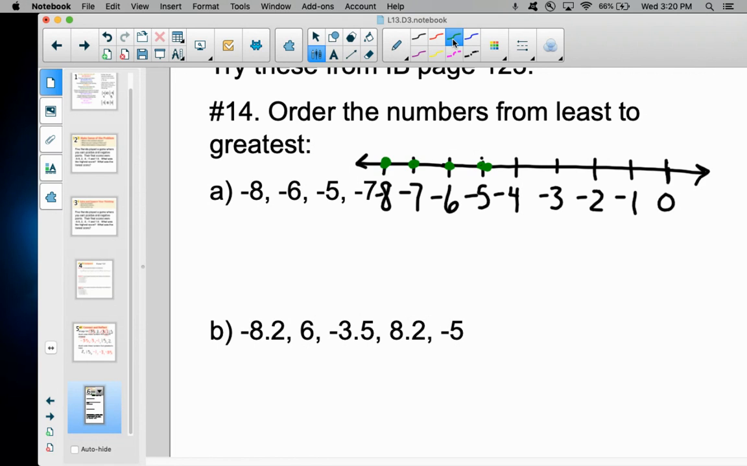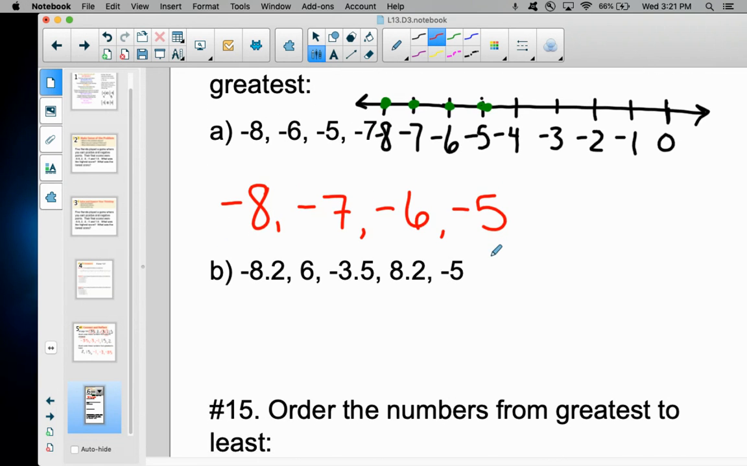And now I can write them from least to greatest. So I'm in negative. So -8 is farthest away from 0, followed by -7, then -6, and then -5. Once I graphed it on the number line, it was really easy to just transfer over into a list. If I didn't want to use a number line, I don't have to. I can just compare the numbers.